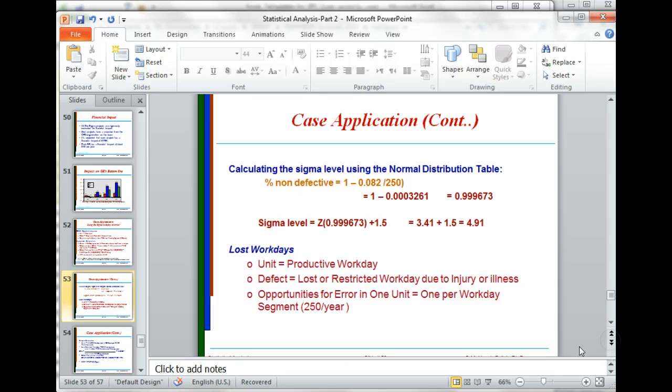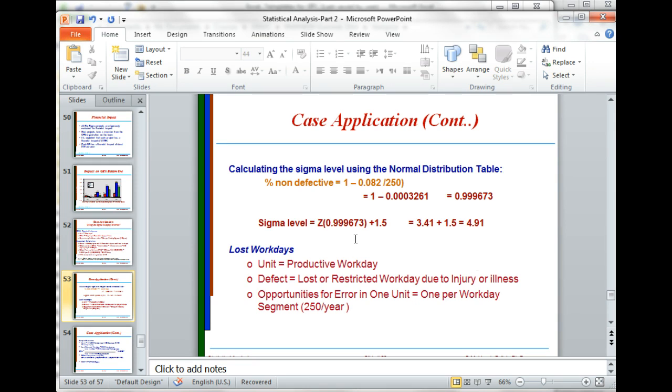Now I showed in the billing process how to calculate the sigma performance. So I'm going to show in here how you can get the 4.91. The defective rate was 0.082, right? Divided by 250, which was the number of days the person could be subject to potential injury. If I take 1 minus that rate, I get the non-defective rate per day per person as 0.999673. And you go to the normal table and get the z-value for that and add 1.5 to it, you get 4.91. So there are two ways to get the sigma.